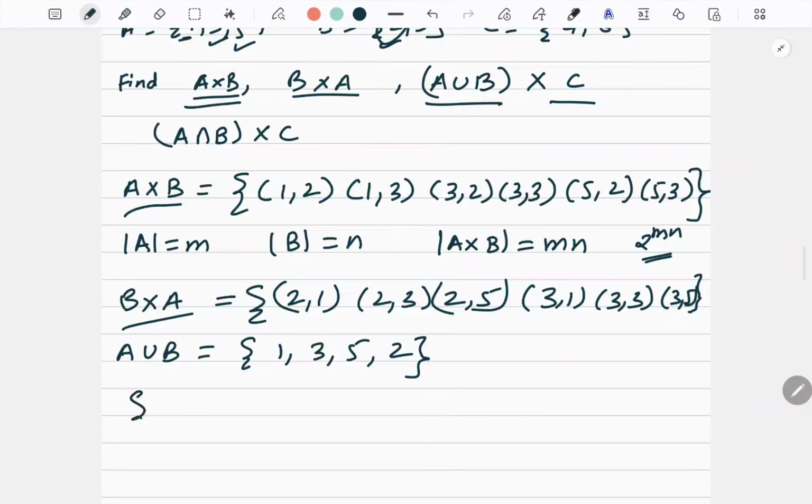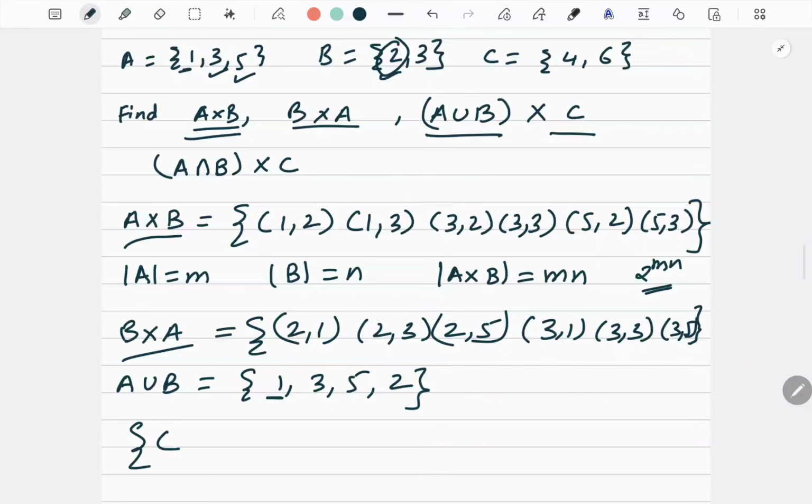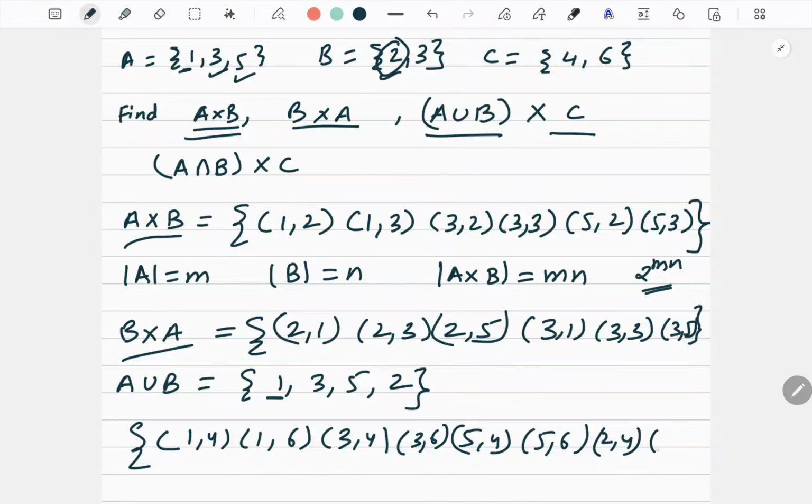So now let me write that down. In A cross B, always ordered pairs are there. So now first element of A union B is 1. Okay, and C is 4 comma 6. So 1 comma 4, 1 comma 6. Then 3 comma 4, 3 comma 6. Then 5 comma 4, 5 comma 6. 2 comma 4 and 2 comma 6. And how many elements should be there? 1, 2, 3, 4. 4 2s are 8. 1, 2, 3, 4, 5, 6, 7, 8. So we are correct, right?